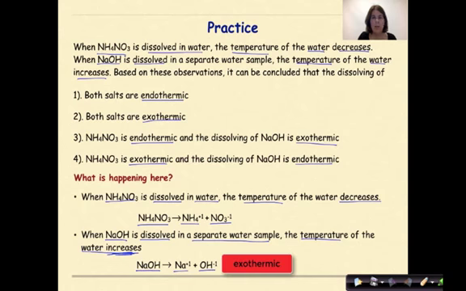So let's go back and look at our possible answers. If you were to pick one, hopefully you picked number 3, where ammonium nitrate is endothermic. And again, we can see that it's endothermic because the temperature of the water decreases, and the dissolving of sodium hydroxide is exothermic, which means the temperature of the water increases. So the correct answer in this case would be number 3.